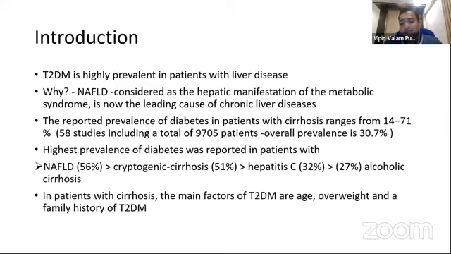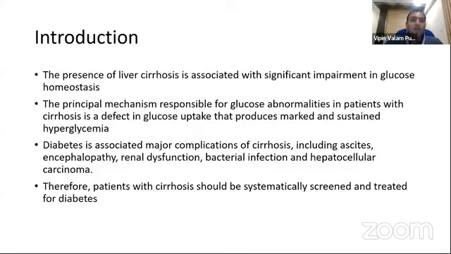The main factors which produce diabetes in a patient with liver disease are age, overweight, and a family history of type 2 diabetes mellitus. So these two problems are interlinked. And what is the effect of liver cirrhosis on glycemic control? It is associated with impairment of glucose homeostasis. What is the mechanism for this abnormal glucose homeostasis? It is basically a defect in the glucose uptake into the liver. We know that when insulin is produced in the body, it mainly acts by helping the glucose to be taken up by the muscle as well as the liver. So there is a problem in the uptake in the liver, and it results in sustained hyperglycemia.